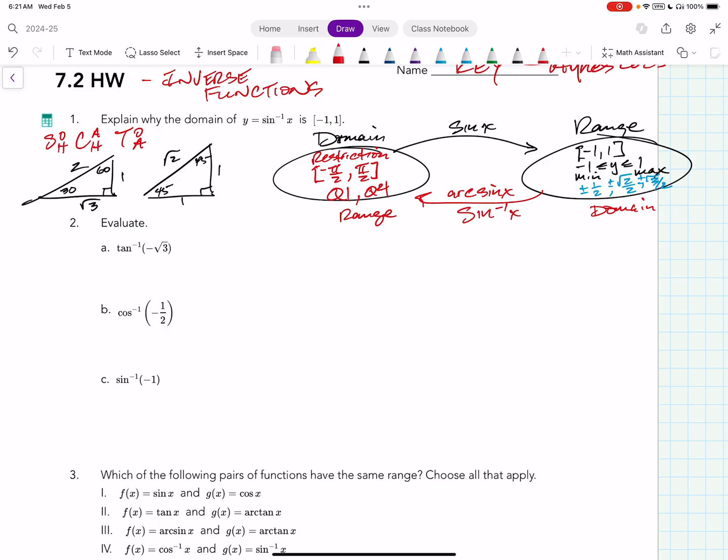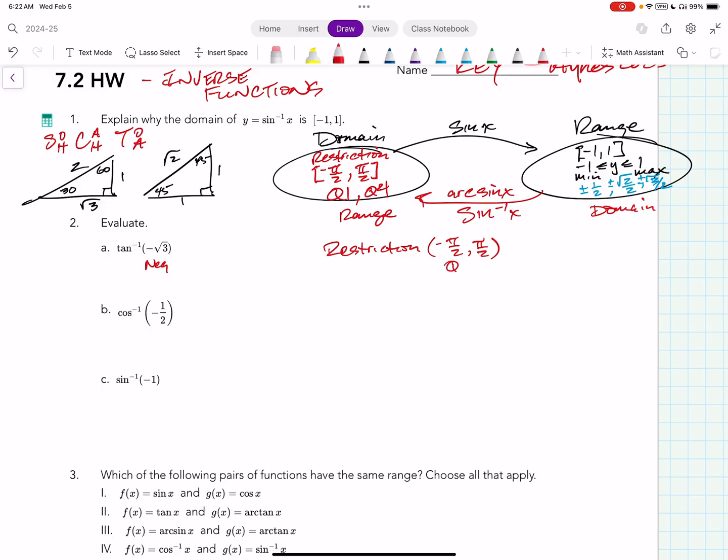So here we go. This is tangent inverse, or inverse tangent, of negative root 3. Negative root 3 is obviously a negative number there. And so we're expecting an angle in quadrant 4. Why? Well, let's talk about the restriction for tangent. Let's recall everything from the lesson here. The restriction is from negative pi halves to pi halves, open, which means we don't include the endpoints of the interval here because it's undefined there.